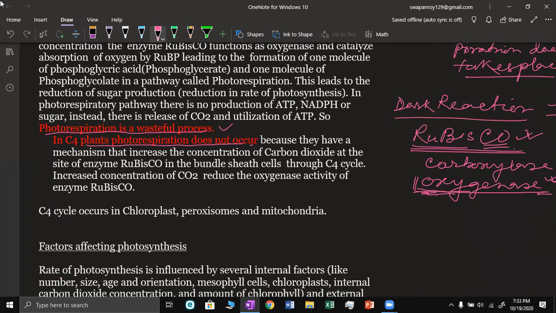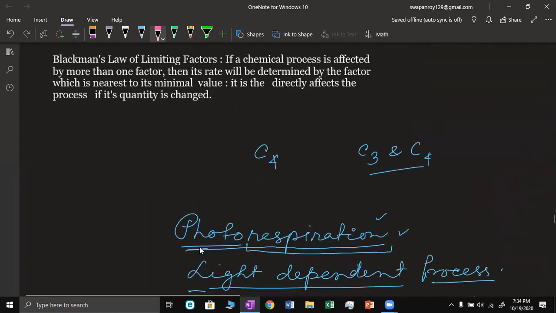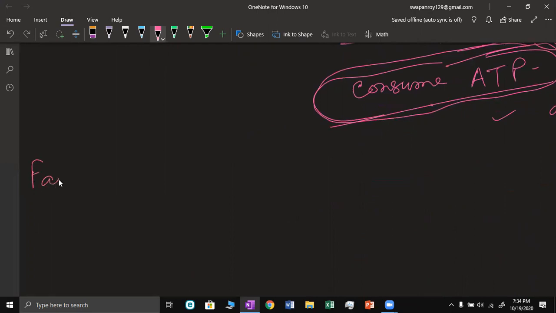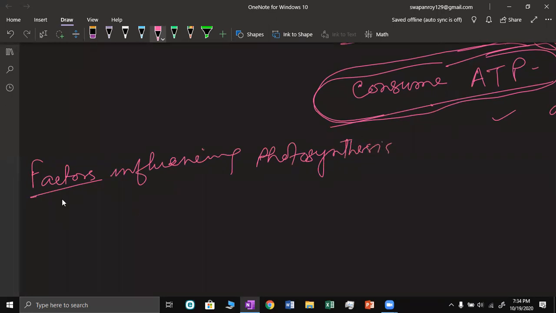Now, next is the factors influencing photosynthesis. The factors for any biological or biochemical process are influenced by different factors. These factors may be internal or external.